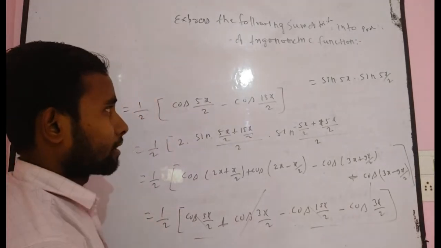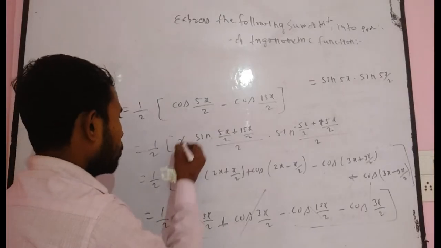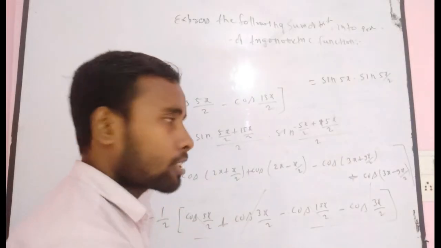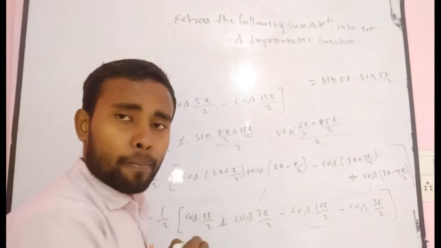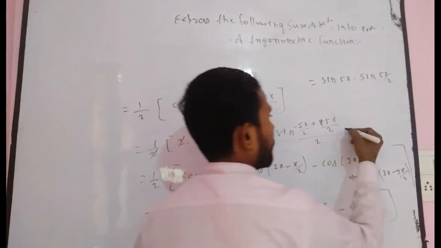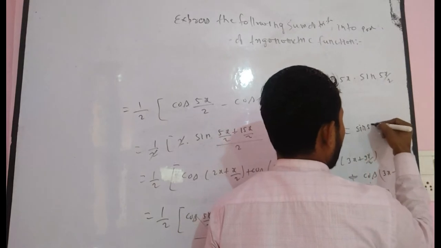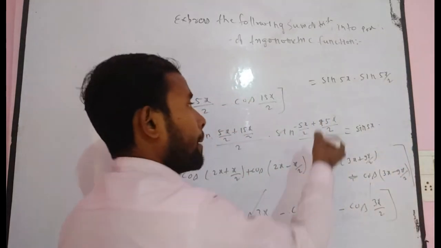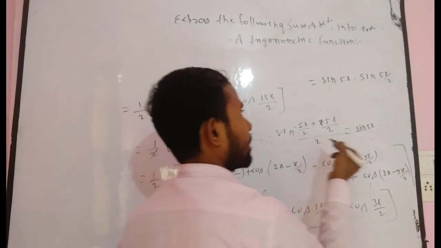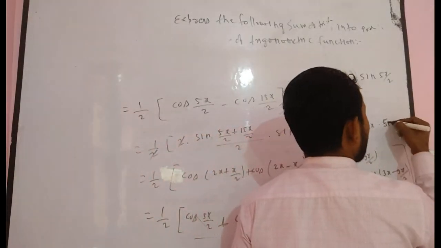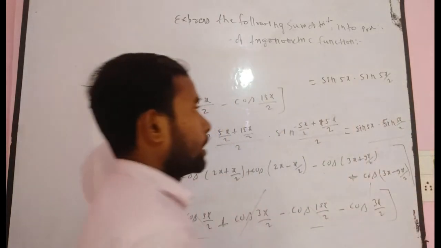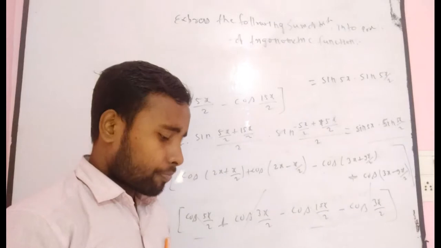After it you get what? 2 and 2 will be cancelled, right? 15x plus 5x, 20x by 2, that means 10x again by 2, that means sin 5x. So you get sin 5x into, here, 15x by 2 minus 5x by 2, that means 10x by 2, that means 5x. Again you divide by 2, so you can write sin 5x by 2. It is the final answer of this problem.